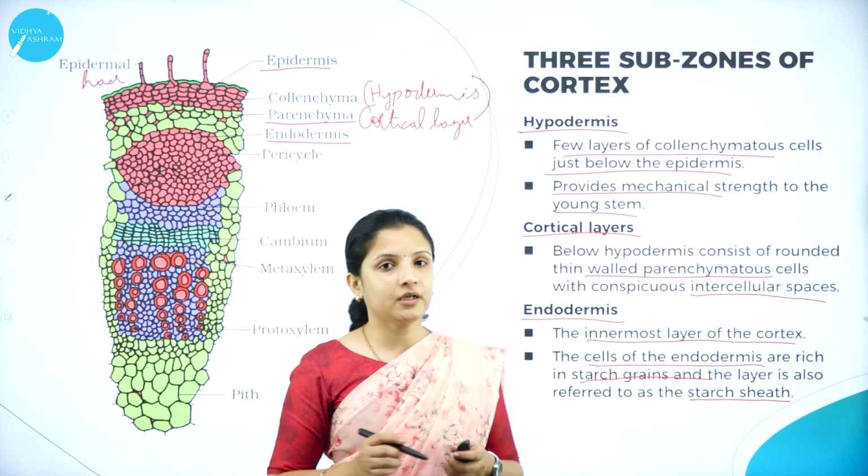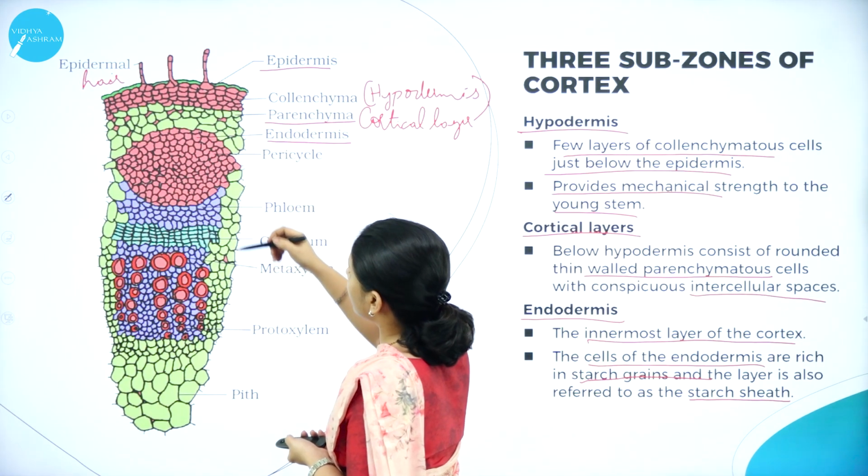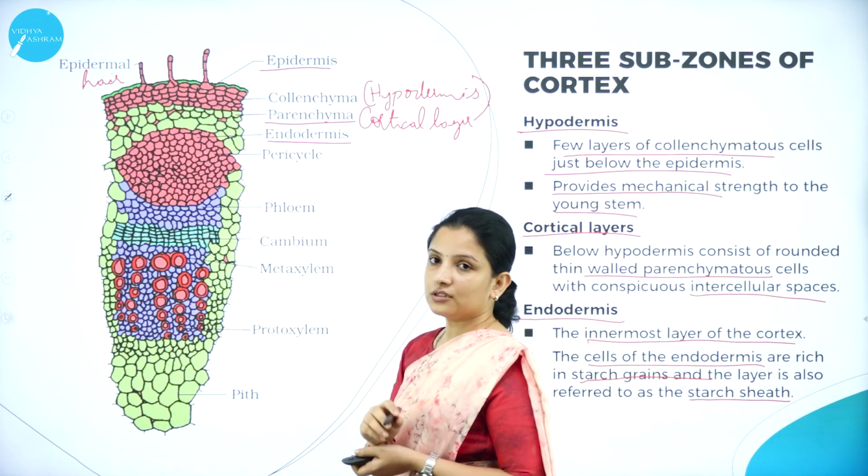So these are the different subzones of the cortex. The endodermis is the layer present below the cortical layer, and it is filled with starch grains.